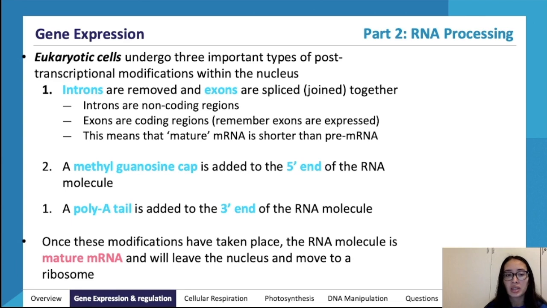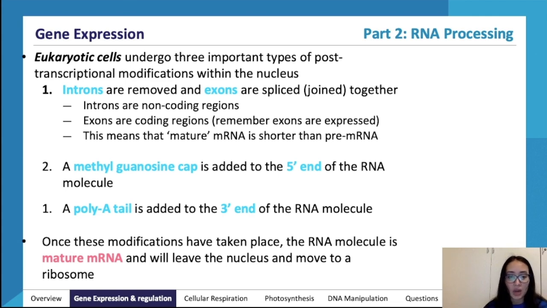What are introns? I think of them as interrupting regions of a gene. So they are non-coding regions, whereas exons are coding regions. And remember that exons are expressed. So exons express, introns interrupting. This means that mature mRNA is shorter than pre-mRNA because the introns will be sliced out. And I think I've got a diagram on the next slide where I'll show you this.